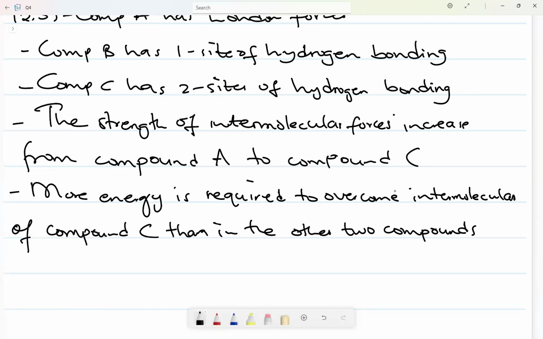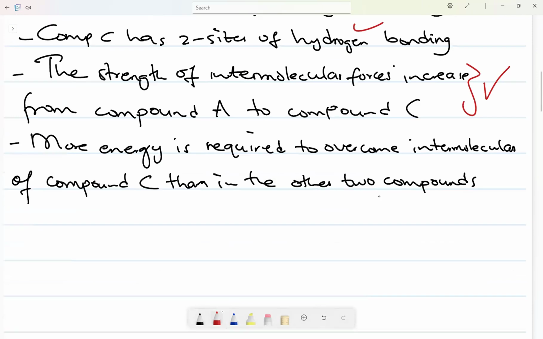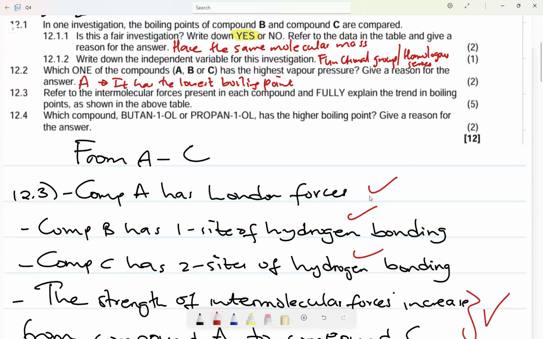How interesting is that? 5 marks, very, very nice. What are you now telling us? You realize that this one has London forces, this one has one side of hydrogen bond, then the other one has two sides of hydrogen bonds. Then telling us the strength increases from A to C. Now more energy is required to overcome those of B. How easy 5 marks is that? Can you see now?